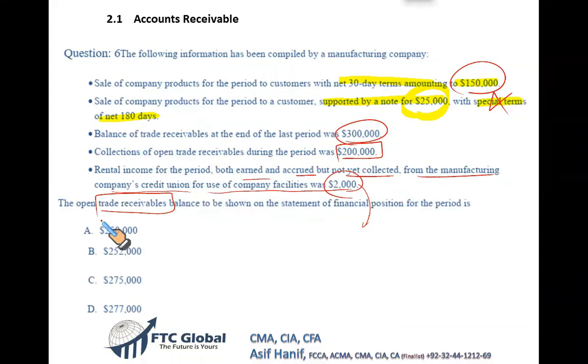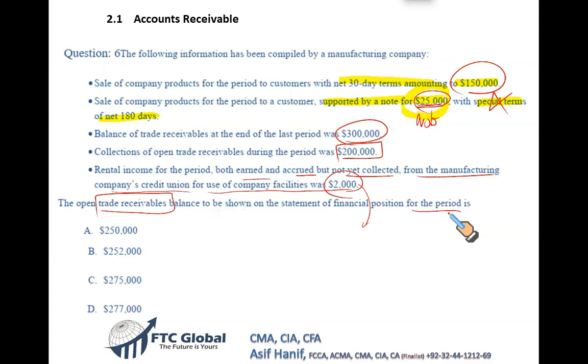Here you have received a note receivable, which is treated like an asset. You debit your note receivable and remove the customer from the books. So this amount will not be considered a credit sale, right? Because you have received something of value in return. What the question asks is the open trade receivables balance to be shown on the statement of financial position for the period.